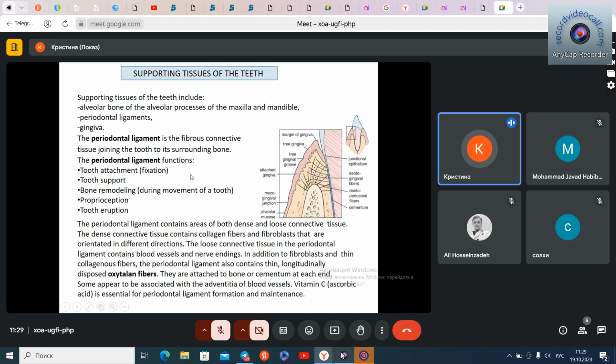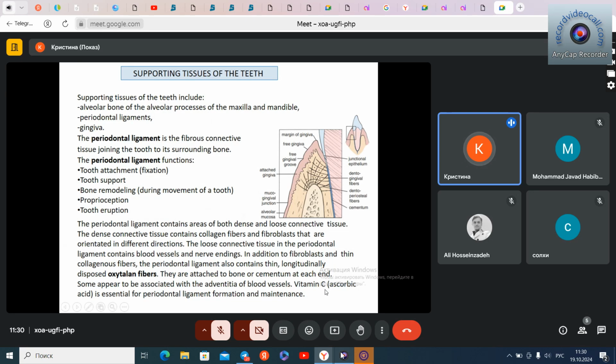So periodontal ligaments serve for tooth attachment, tooth support, and bone remodeling because of changing of the strength or changing of the force put upon the alveolar bone, which can start the process of remodeling of this bone. This happens when the brackets are worn by the patient. Also, periodontal ligament serves for proper reception because of the presence of the nerve fibers in loose fibrous connective tissue in it, and it serves for tooth eruption.